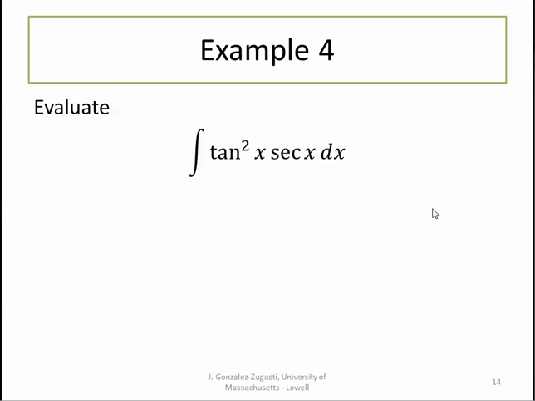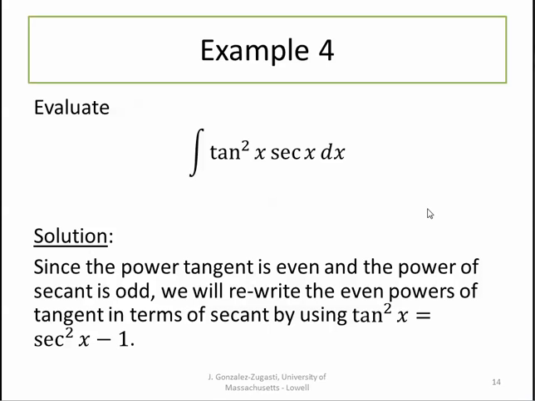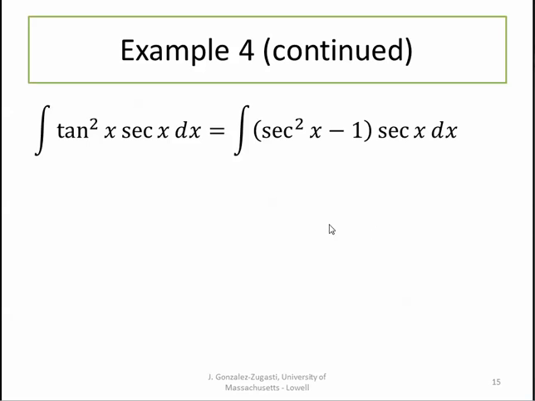In this example, let's look at the integral of tangent squared x secant x dx. Alright, so here we have the power of tangent is even and the power of secant is odd. So what we're going to do here is rewrite the even powers of tangent in terms of secant using the Pythagorean identity. So here we've taken tangent squared x and replaced it with secant squared x minus 1. We go ahead and distribute the secant x across our terms.